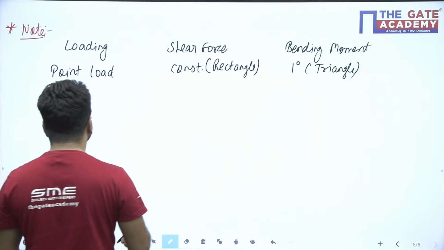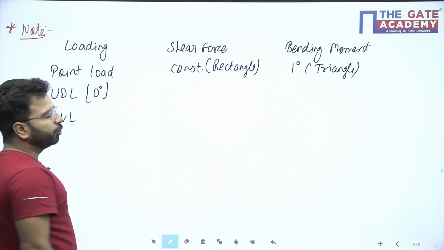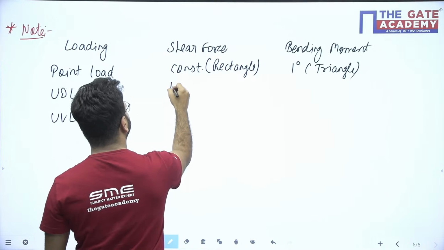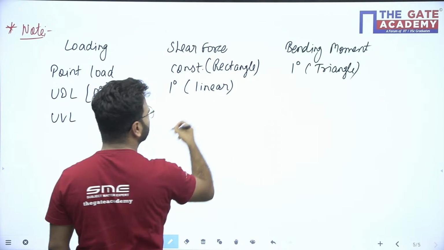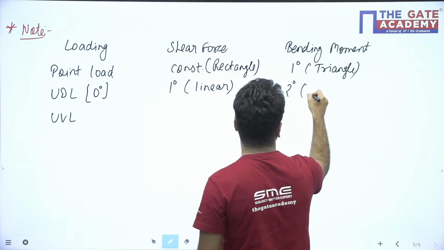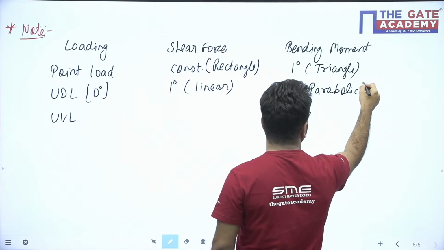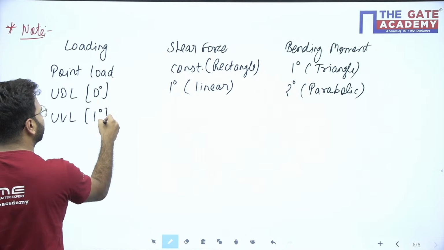Okay. Similarly, UDL is called 0 degree loading. So the shear force diagram will be 1 degree here. It means it will be linear, and the bending moment diagram will be 2 degree. It means it will be parabolic. If UVL is present, UVL is called 1 degree loading.